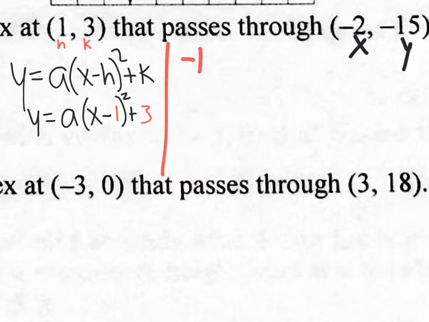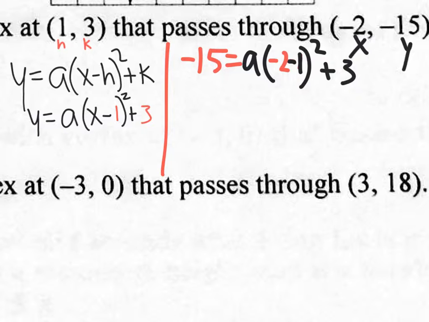So what is y? I have negative 15 equals A. We don't know A, that's what we're going to solve for. Then (x minus 1). What is x? Negative 2 minus 1. And of course, maybe I should have put the minus 1 like that, and then squared, and then plus 3. So let's do this math. Inside parentheses, I have negative 2 minus 1. What do I get? Negative 3. And what is negative 3 squared? 9.